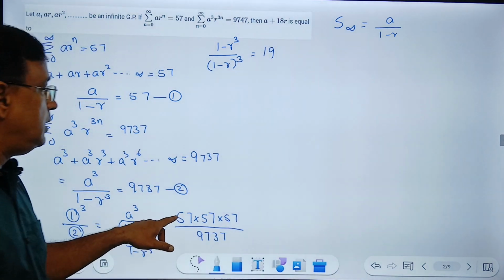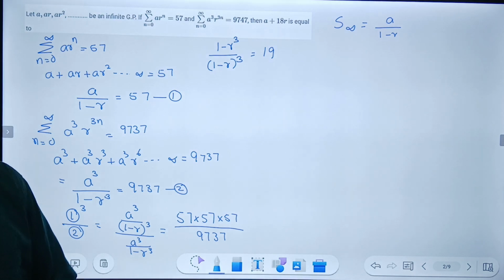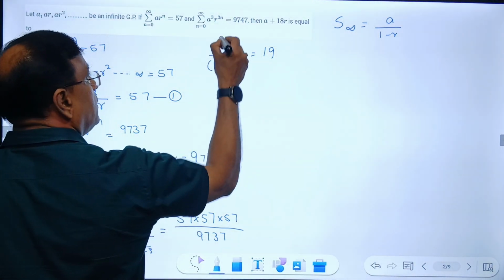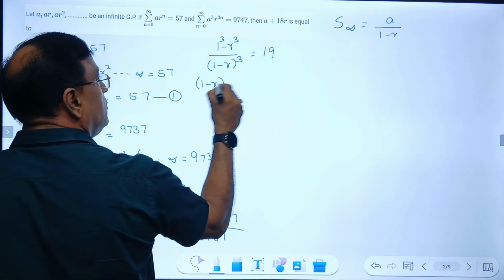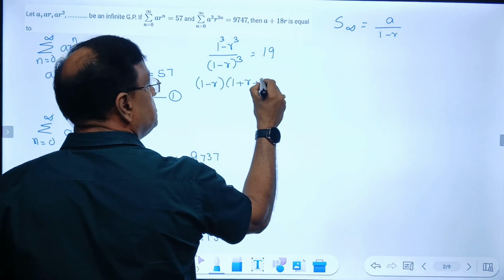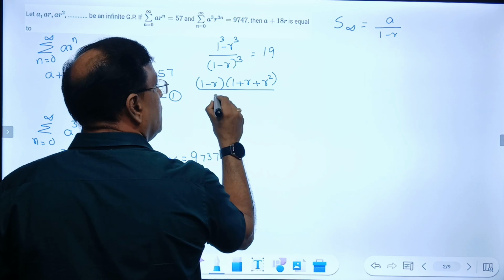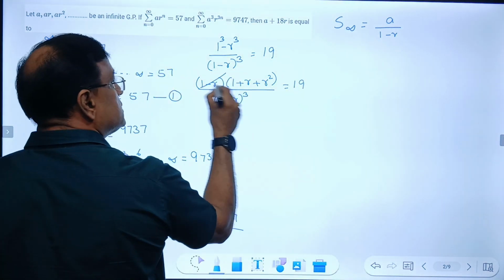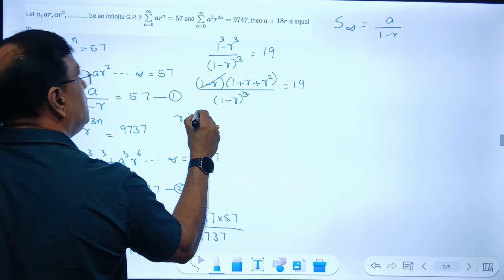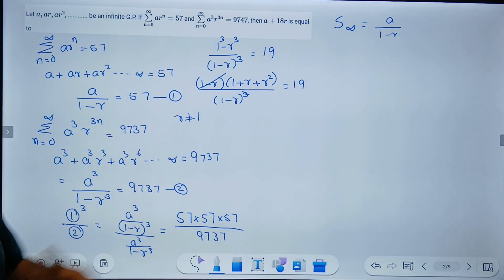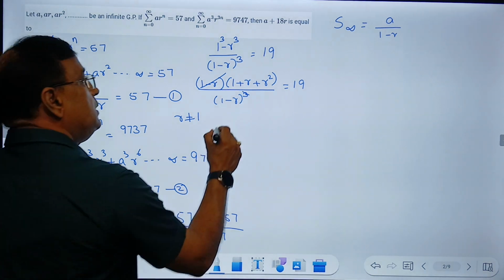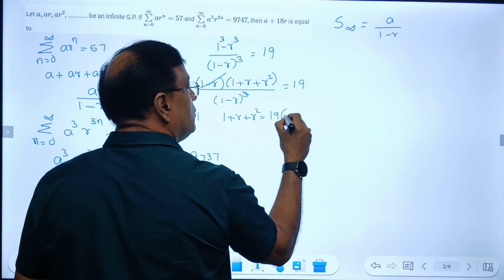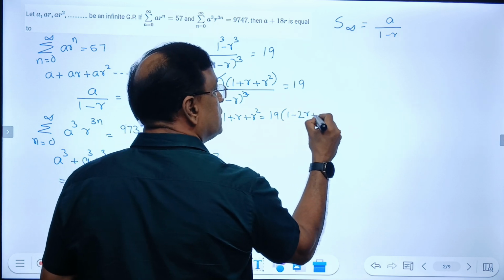If you divide this by this, it is exactly divisible, and the answer is 19. Now what is a cube minus b cube? It is a minus b into a square plus ab plus b square. So 1 minus R into 1 plus R plus R square divided by 1 minus R the whole cube equal to 19. The factor 1 minus R gets cancelled, so I assume R is not equal to 1. Otherwise it will be the same A, a constant GP. So you get 1 plus R plus R square equal to 19 into 1 minus 2R plus R square.